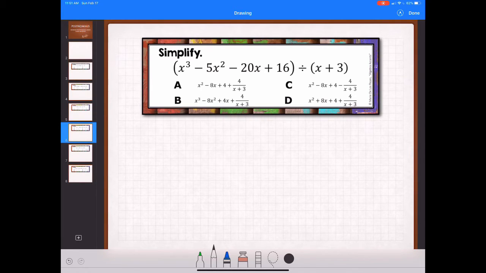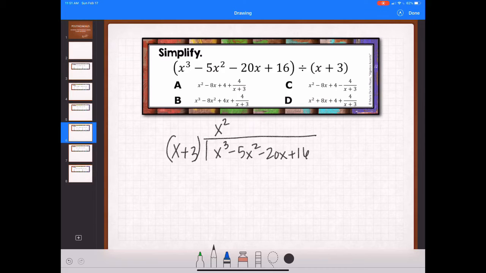Okay, here's another example with a remainder. x cubed minus 5x squared minus 20x plus 16 divided by x plus 3. So x squared times x would give us x cubed. x squared times 3 is positive 3x squared. Subtract. This gives us negative 8x squared. Bring down, that's negative 20x.